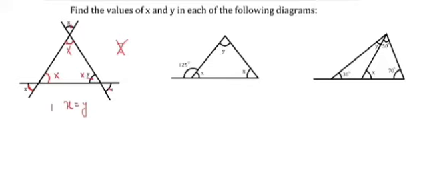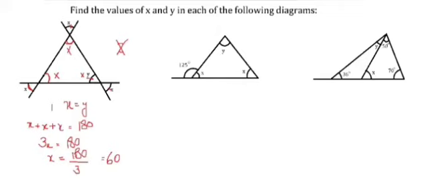Now we know that the sum of angles of a triangle is 180. So I can write x plus x plus x equals 180. Now x plus x plus x will be 3x. 3x equals 180. Now 3 is divided on the other side, so I can write 180 over 3, that is 60. So the values of x and y are both 60.